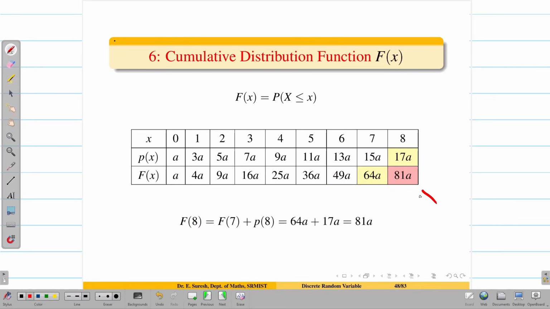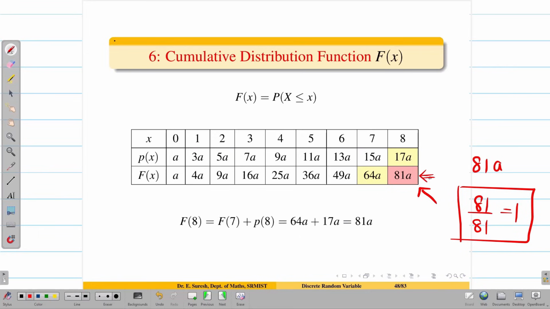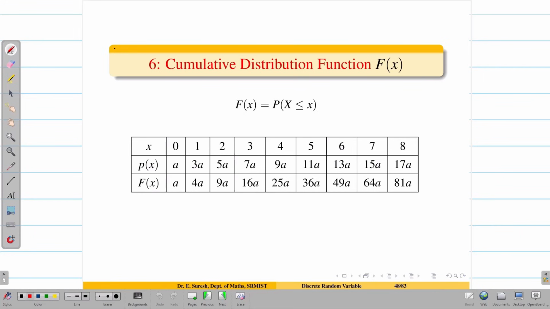And now we can check at the end. Always the last value should be 1. We have 81A and we know that A value is 1 by 81. So we get 1. If your last value is 1, then your data is correct. Otherwise, you have to check where you made the error. So the table gets over.